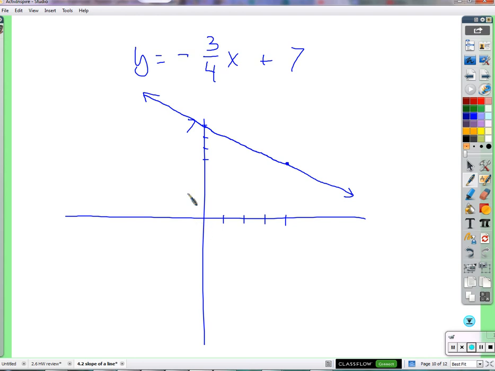That's where the 7 comes in. Don't forget about that. Still keep in mind, if I plug in 0 to this function, what am I going to get? I'm going to get 7. That's why we start up at 7. And if it's negative, it's going to be going down.